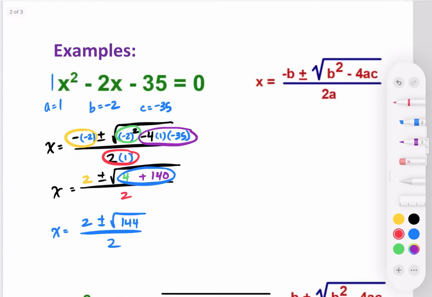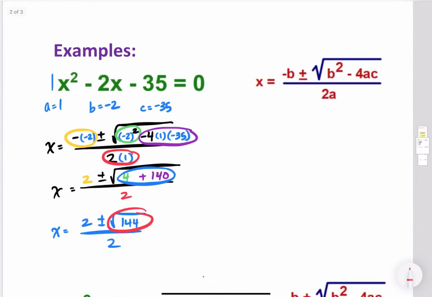Now I'm going to take that square root of 144, and if I can square root that and get a nice whole number, I'm going to write that out. So now I'm going to write all this out. It says x is equal to 2 plus or minus, and the square root of 144 is 12. So that's going to be plus or minus 12 all over 2.